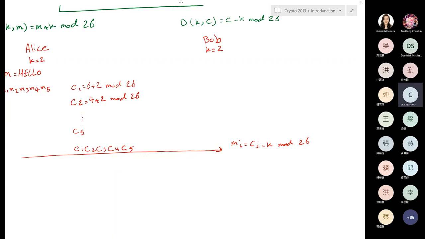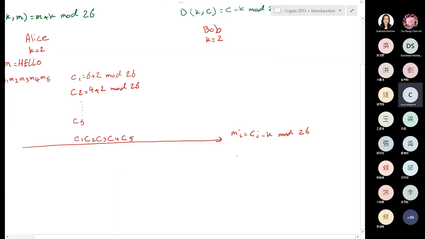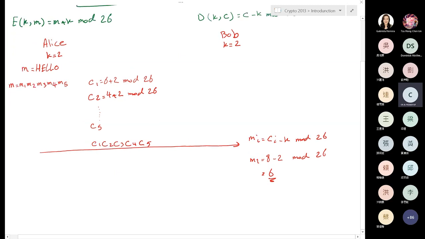And so on and so forth. So for example, let's give an example. For example, for M1, what we are going to compute is C1. So 6 plus 2 mod 26 is just 8, minus 2 mod 26, which is equal to 6, right? Exactly what she wanted to send in the first place, right? Okay, all right. So that being said.